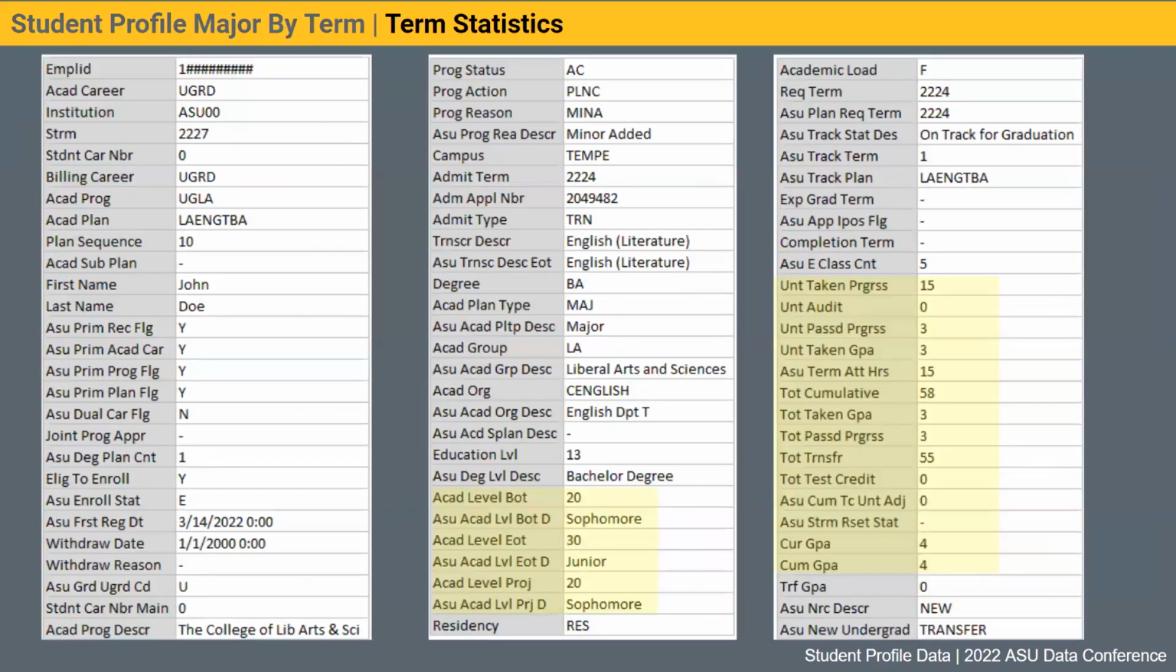Okay. All right, next I'm going to talk about the term statistics. These come directly from the student CAR term table in PeopleSoft, Redshift Data Warehouse. It's just the term history. There's really no transformation to any of them, with a few exceptions. We've pulled in the descriptions of an academic level because who knows that a 20 is a sophomore? I mean, nobody would know that, so we pulled that in.